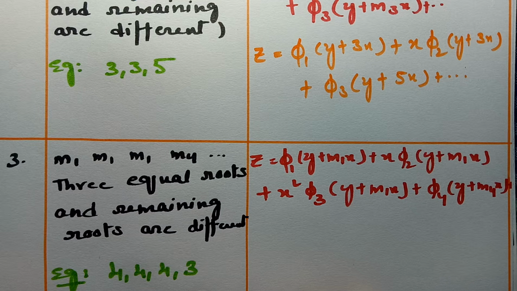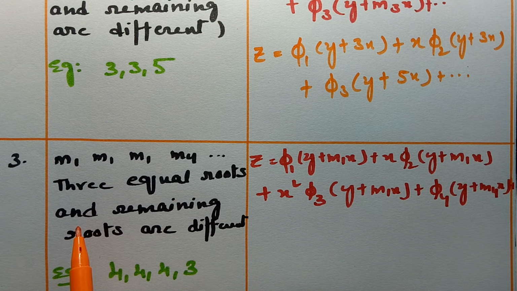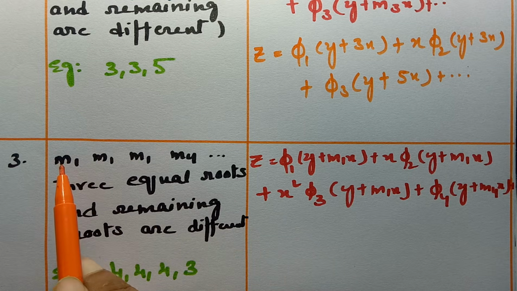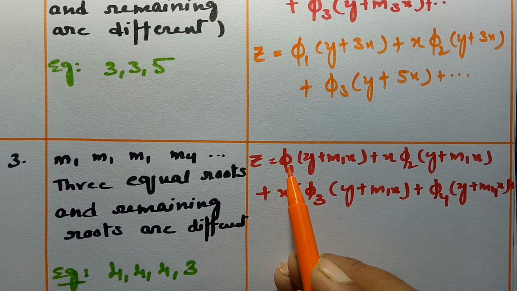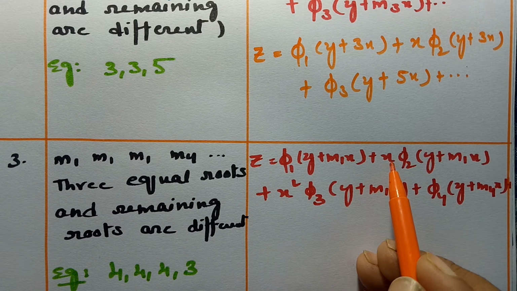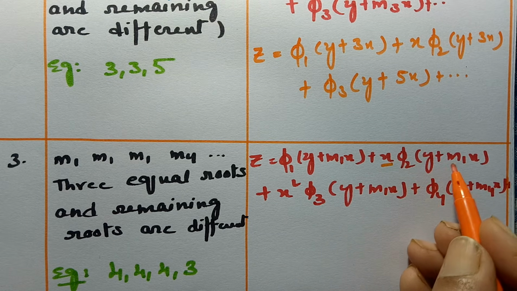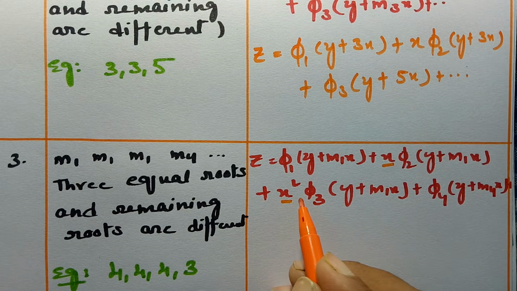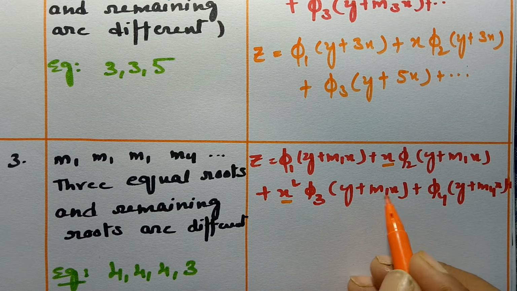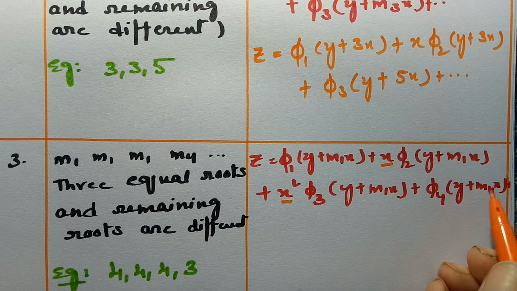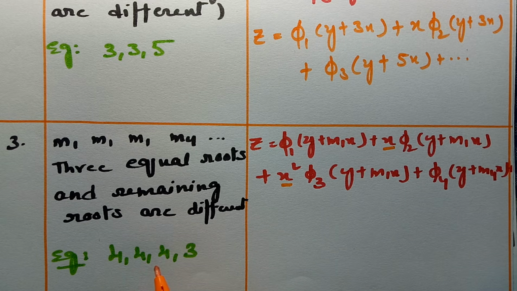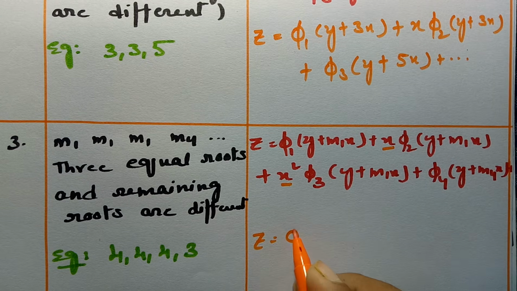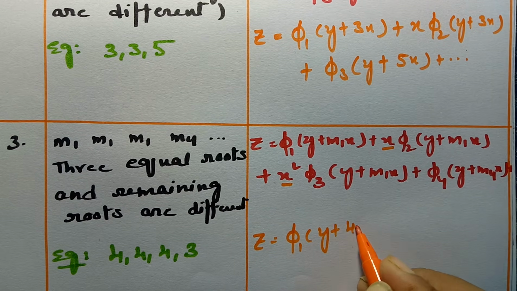Next, if 3 roots are equal and the remaining roots are different. See, 3 roots m1, m1, m1, these 3 are equal, then the general form is phi 1 of y plus m1x plus x times phi 2 of y plus m1x plus x squared times phi 3 of y plus m1x plus, this is the fourth one, a different one, phi 4 of y plus m4x. For example, if 3 roots are equal, that is 4, and 3 is a different one, then z can be written as phi 1 of y plus 4x.